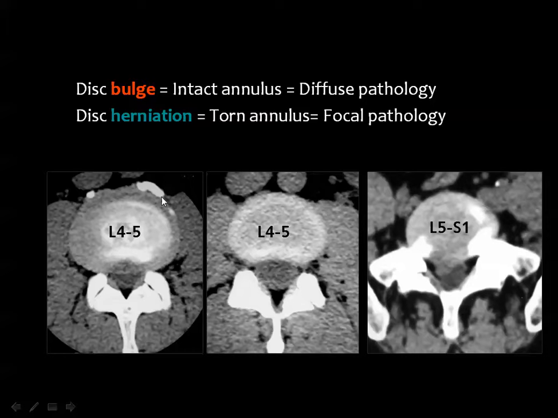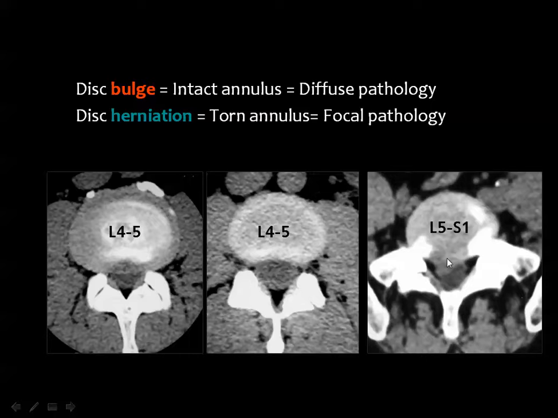Diffuse meaning that there is bulging all around the edge of the disc itself. But you know that the anterior edge of the disc is not of importance. What is important for us is the posterior edge of the disc. Then if you see that the posterior edge of the disc is uniformly bulging from left to right, you call this disc bulge. But if the pathology is focal, either to the right or to the left or in the midline, this is known as disc herniation.